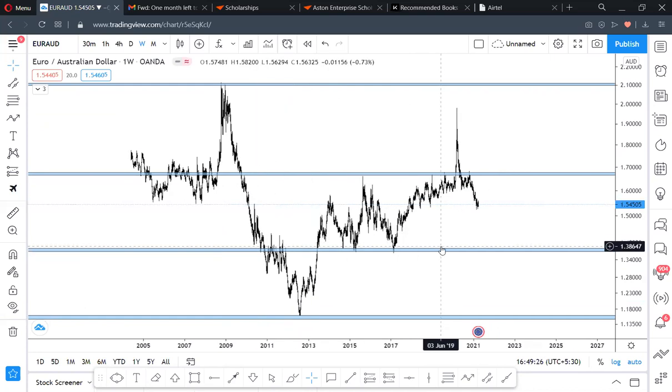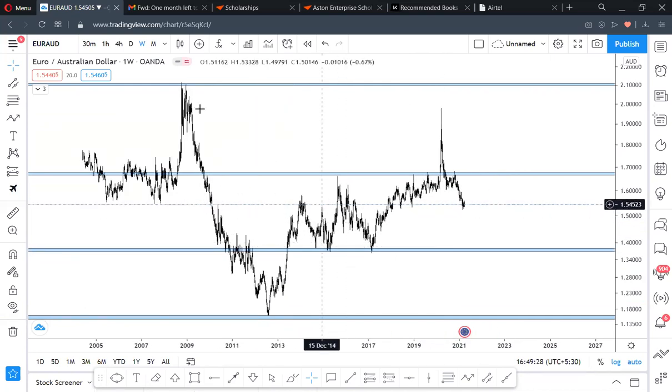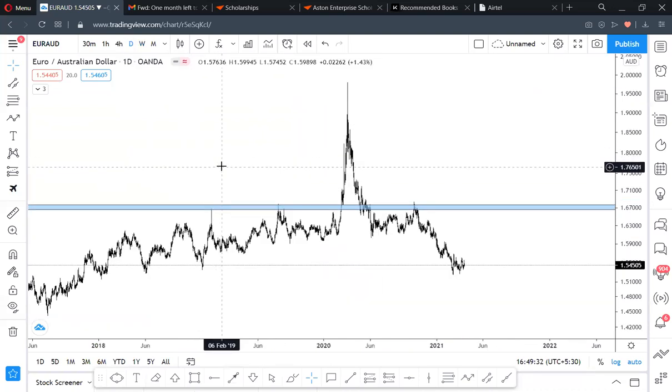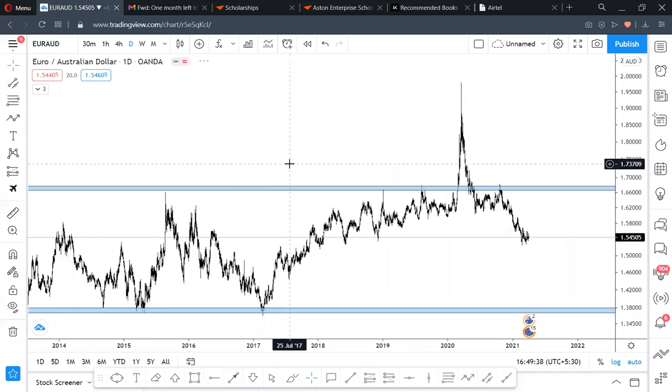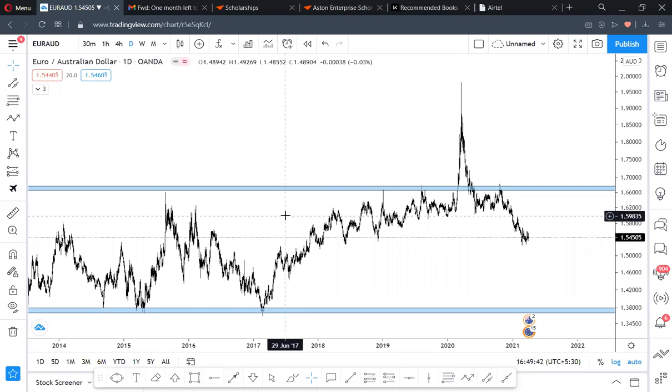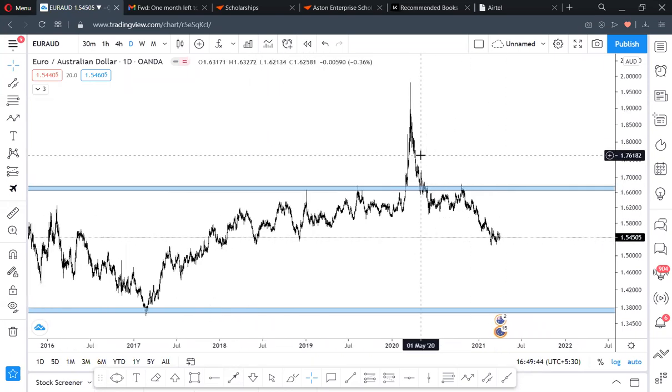Anyway, I don't understand most of those ICT terms yet, but as far as breaking structure is concerned, I just look at it that way. Once the structure is broken on the higher time frame or the major time frames like the weekly, I'm good with it. That's pretty fine.